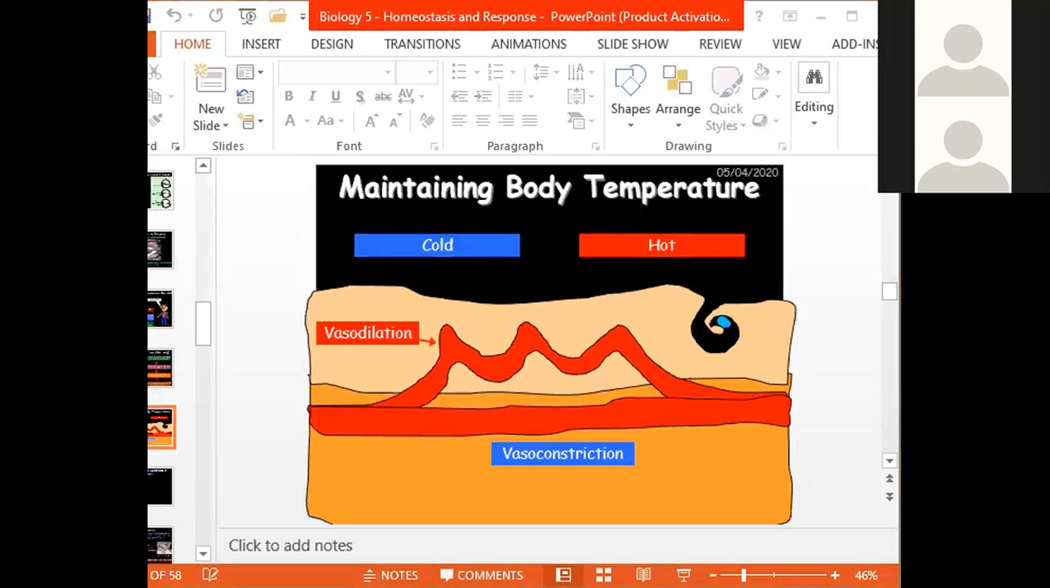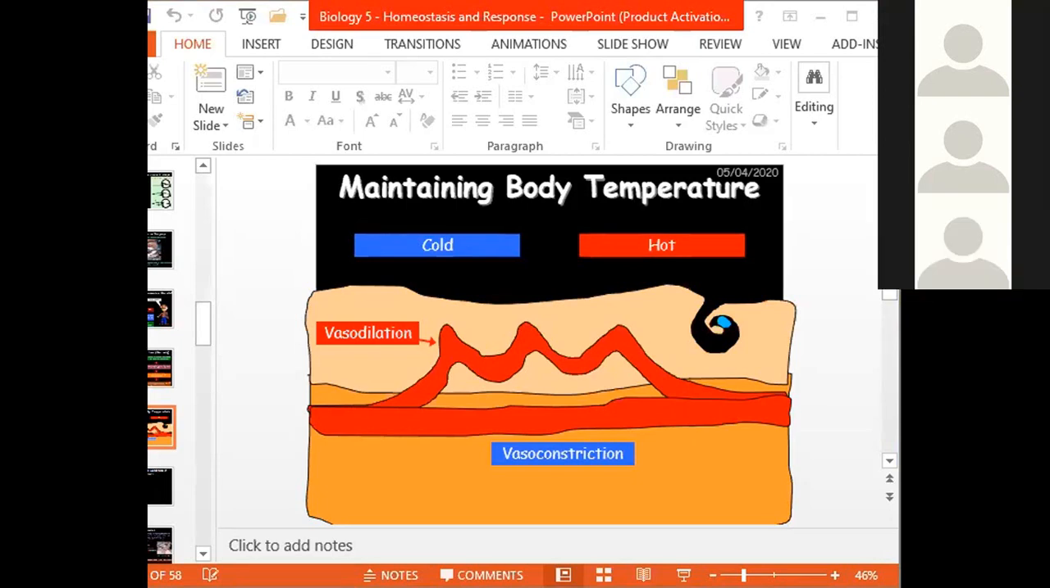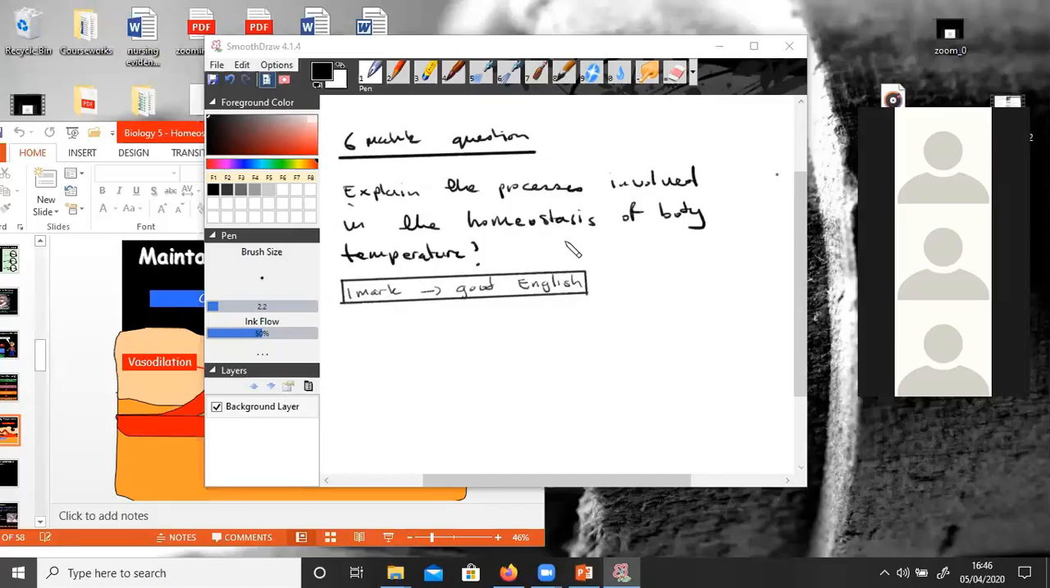I'm just going to get my drawing app up. So how would you answer this in an exam? That's what we're going to look at. We're going to do it together. So, 6-marker. Can you see the whiteboard here? The 6-mark question is on the whiteboard as well. Explain the processes involved in the homeostasis of body temperature. I've written it down here.